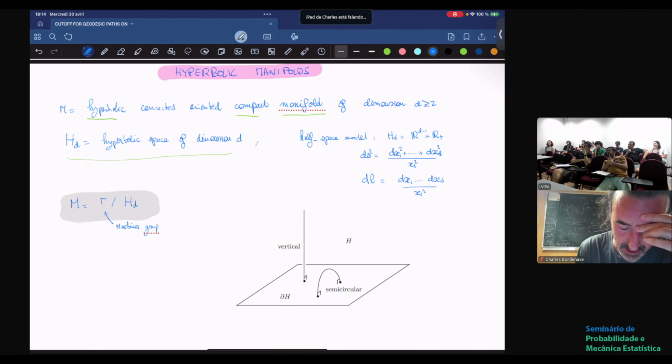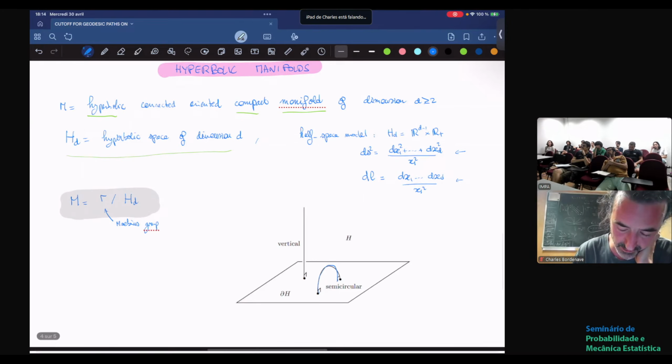There are various equivalent definitions of the hyperbolic space, but one of them is a half space model, for example, where H in dimension D has as state space R to the D-1 cross R plus. The Riemannian metric is given by this formula, and the volume measure, the hyperbolic volume measure, is this one. And the geodesics in this space are of two types: either they are semicircular, or they are infinite vertical lines.